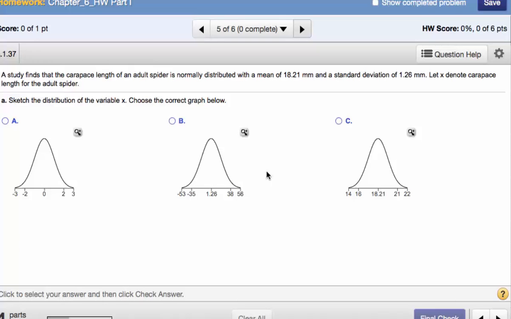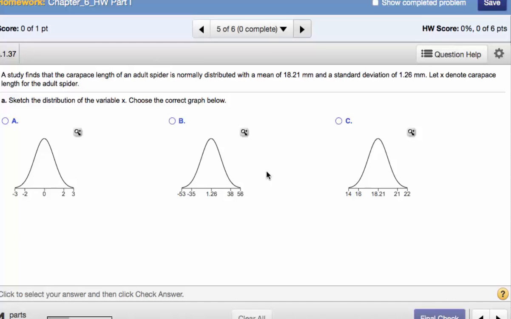Does anybody know what that is? I mean, biology. Carapace? Is it like the body of it, or what is that? It's like the entire body. Okay. Including legs or not? I've never heard of that before.